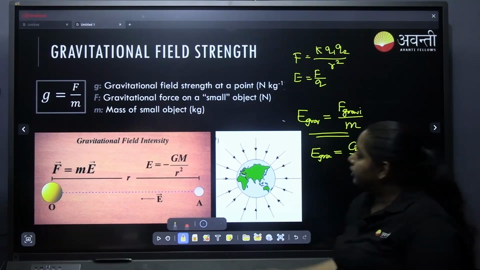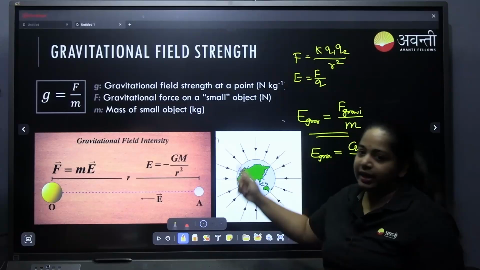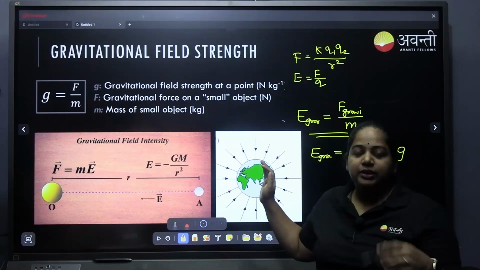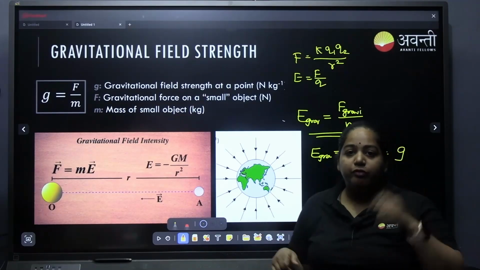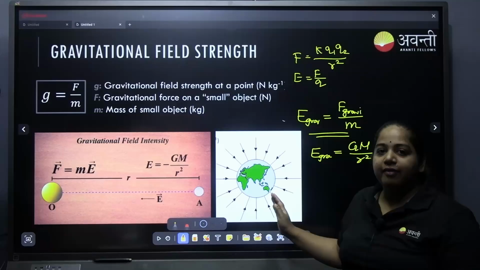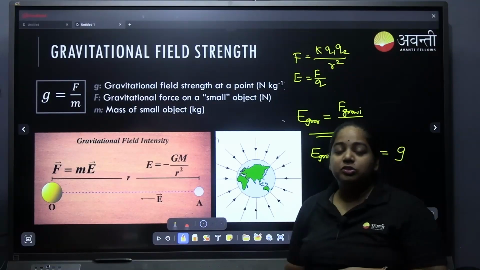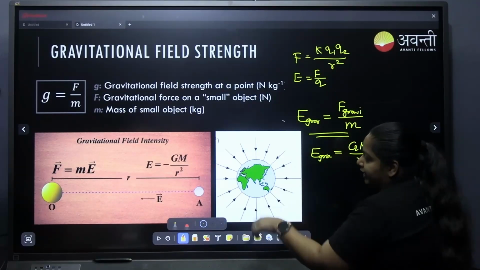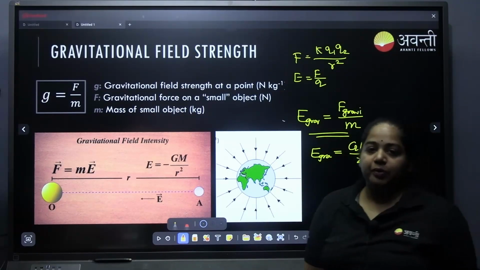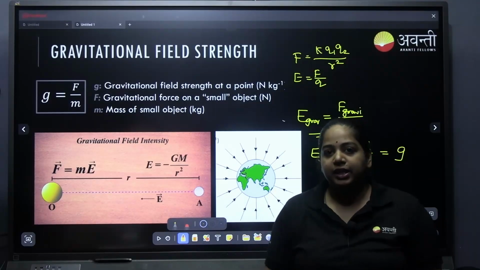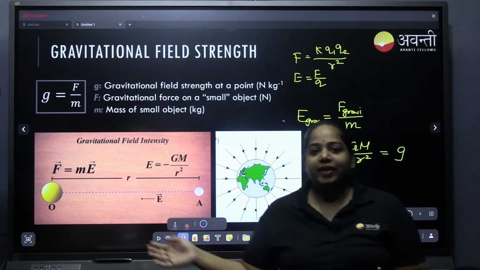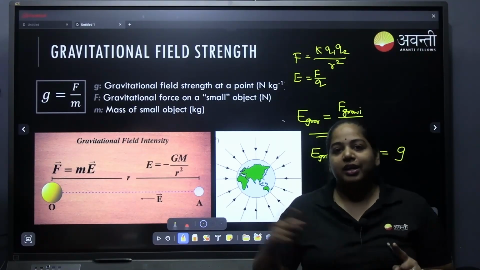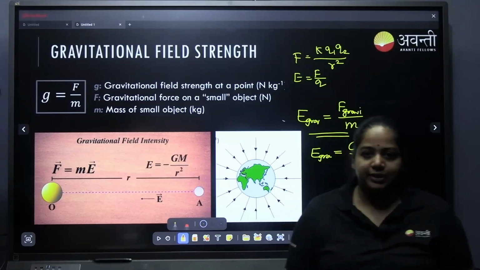Now coming to gravitational field lines, this you already knew. For plus charge and for minus charge you have drawn field lines. Same way for gravitational field also, but here there is no repelling, only attraction. That's why all the field lines are directed towards the earth. The only difference between gravitation and electrostatics is that in electrostatics attraction and repulsion are there, while in gravitation only attraction is present.